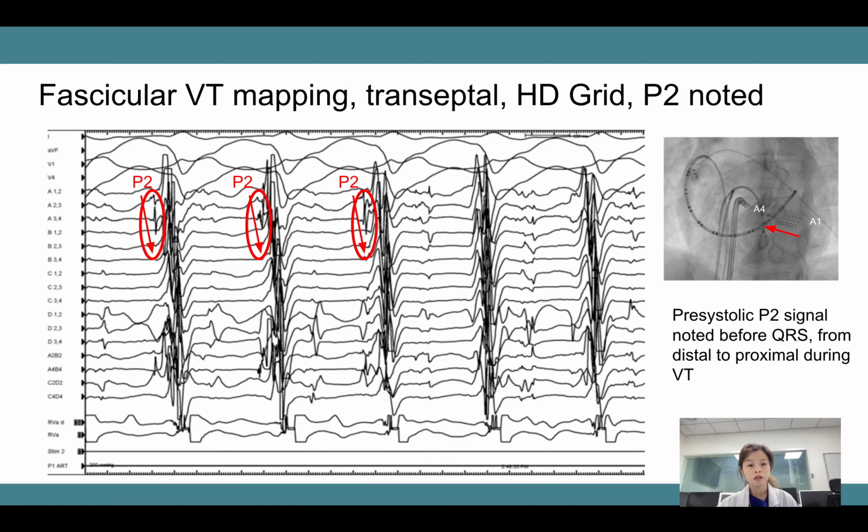As discussed, this patient is likely having a posterior fascicular VT. Therefore, we proceed to mapping of the fascicular VT via the transseptal approach with an HD Grid catheter. When we place the HD Grid catheter at the posterior septum, we could identify a very nice potential before the QRS complex, traveling from distal to proximal. This is the P2 potential.